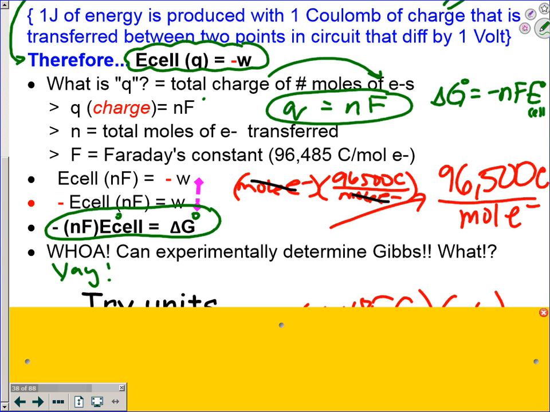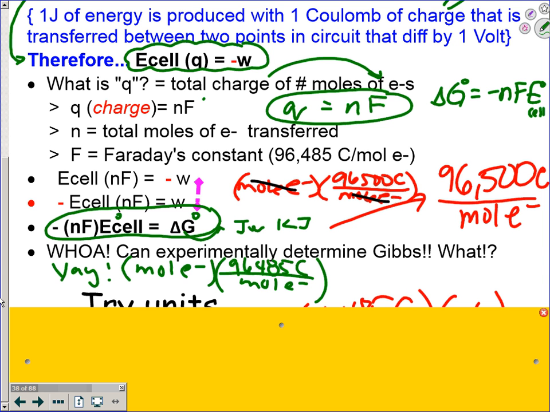So, what units should delta G be? Joules or kilojoules. Okay. What units is N in? Moles of electrons, right? What's F? 96,485 coulombs per mole of electrons. Okay, what's E cell? Volts. Okay. So what happens whenever you go through here and cancel units? Moles of electrons cancel, and you end up with coulomb volts.